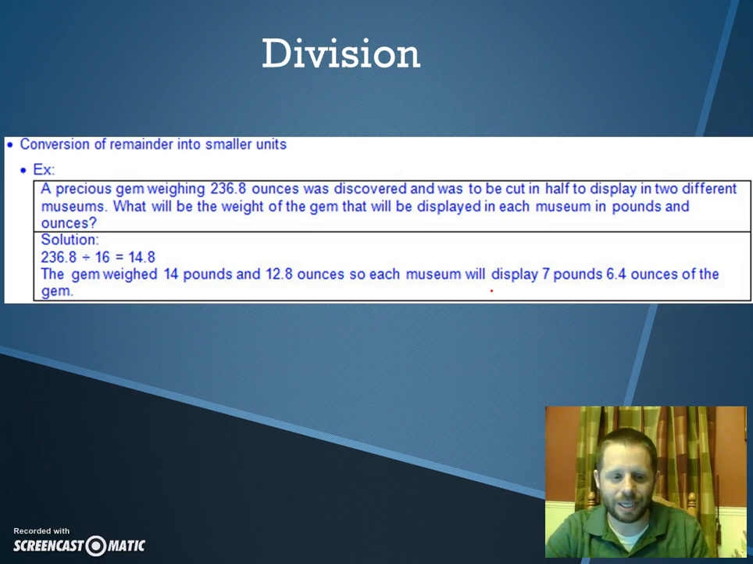Now, if each museum's getting half of that weight, you're going to divide that amount in half. Dividing 14 pounds in half is pretty easy. 14 divided by 2 is 7 pounds. Dividing 12.8 ounces in half, you get 6.4 ounces. So each museum is going to receive 7 pounds and 6.4 ounces of the gem material. It may have been easier for you to divide the 14.8 by 2 first and figure out that each one was going to get 7.4 pounds, and then find out what 0.4 of 16 is to find out how many ounces that is. Either way, you would come out with the same results, whichever way made more sense to you.